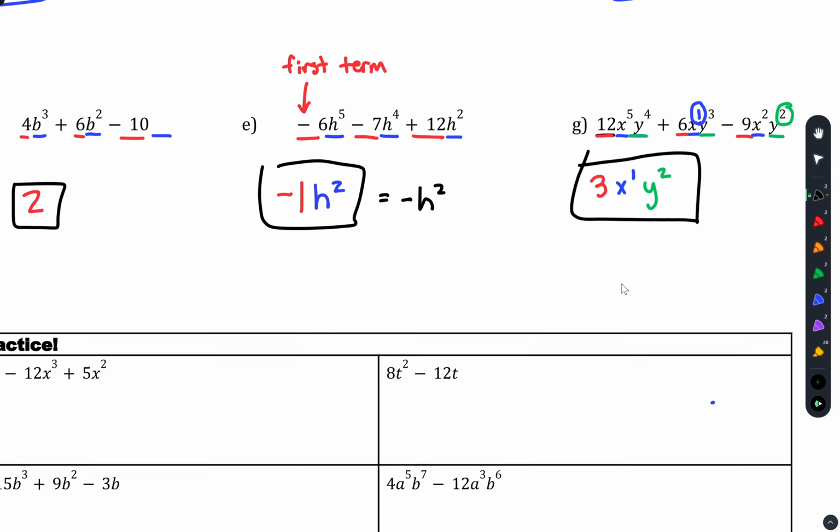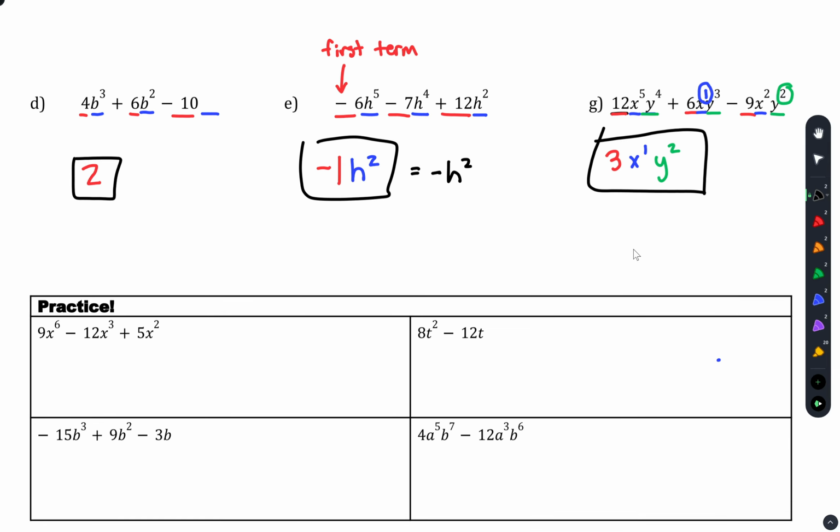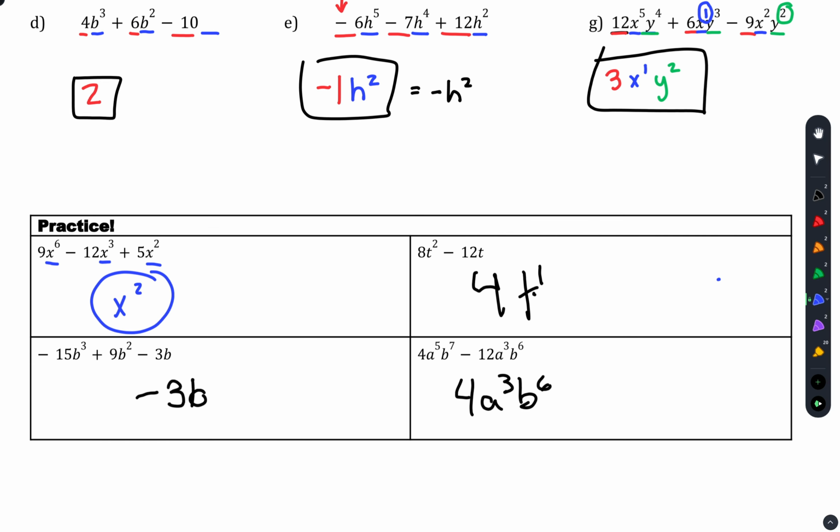Can I get 4 different people to do these practice problems? Sarah wants one of them. All right, awesome.